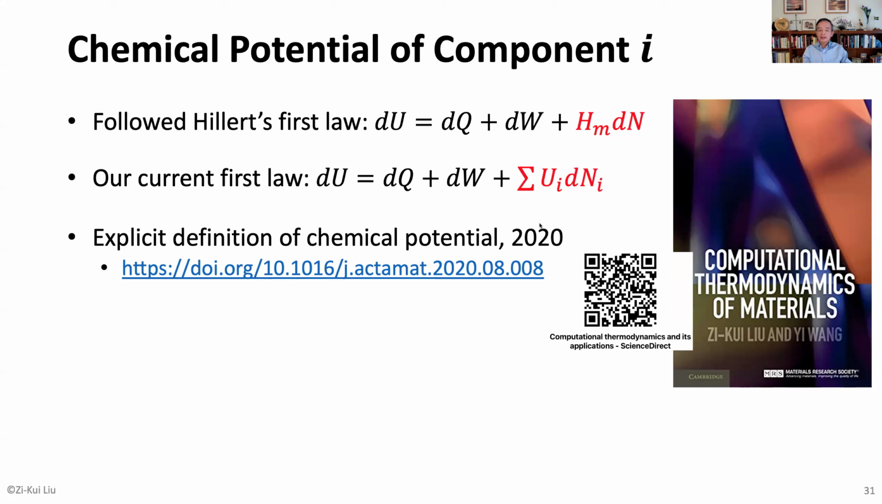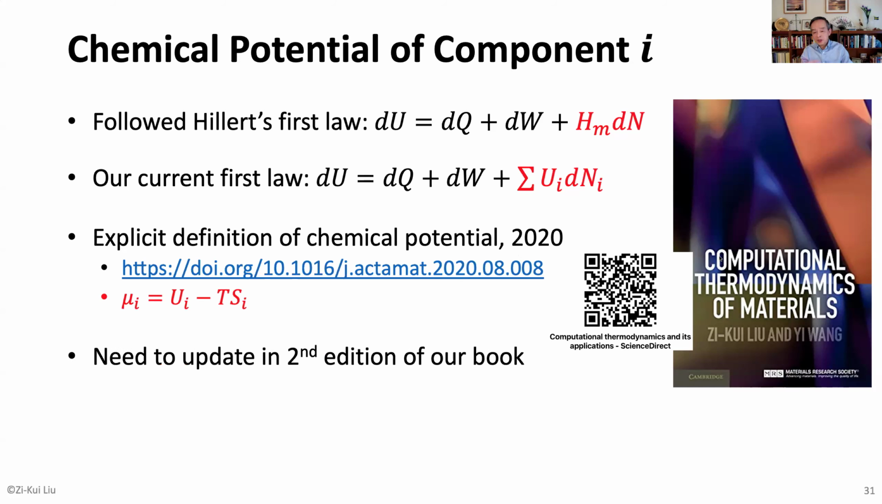It was not until 2020, when I was writing an overview paper on ActMed, that I realized there's an inconsistency here. So in this paper, I explicitly defined the chemical potential of a component as follows: equal to U_i minus T S_i. We talked about U_i before, but in this lecture, I'm going to talk about S_i, which is the partial entropy of a component i.